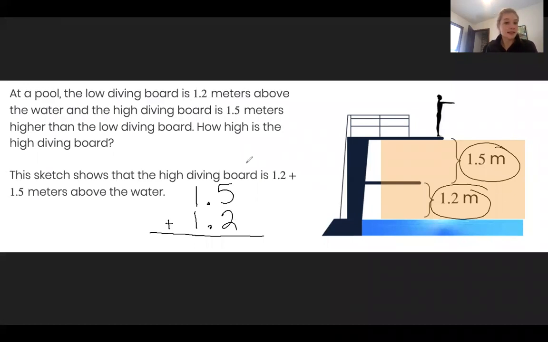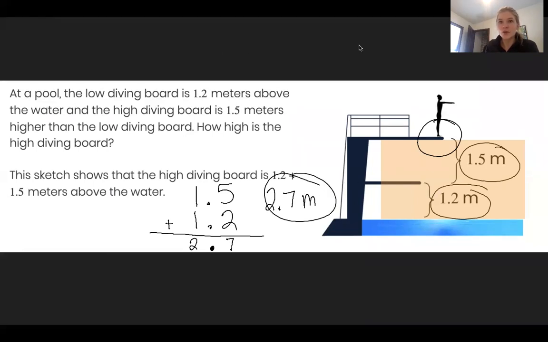All right, start on the right-hand side and operate like normal. So 5 plus 2 more is 7. Bring down that decimal point, and then we go over to the ones place, and we have a total of 2 here. So to answer that question, the total height of our high diving board is 2 and 7 tenths of a meter, or 2.7 meters would be our answer.